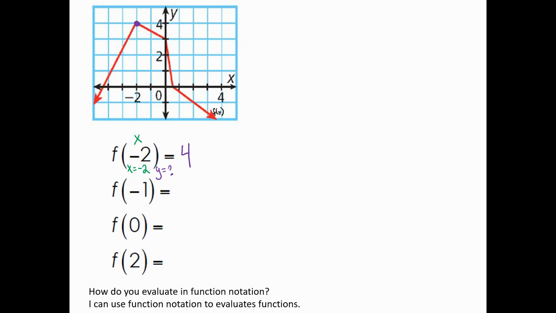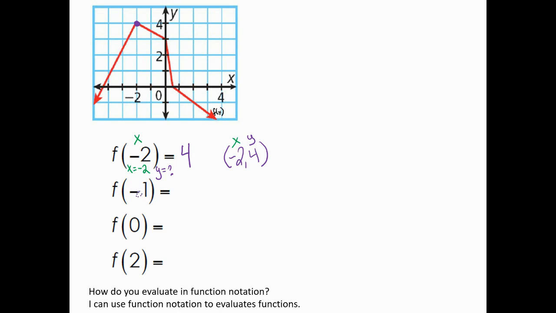And you can also write that as an ordered pair. So it's going to be (-2, 4). Remember, this is your x, your input. So if we plug in -2, we get an output, our y, of 4. All right, so let's do a couple more.